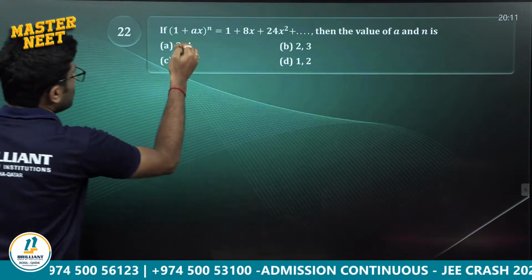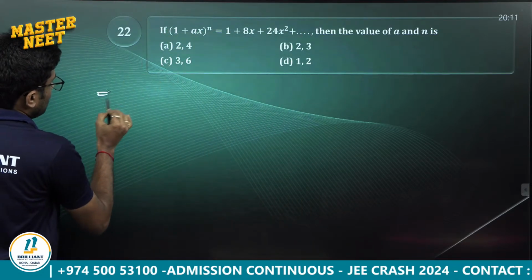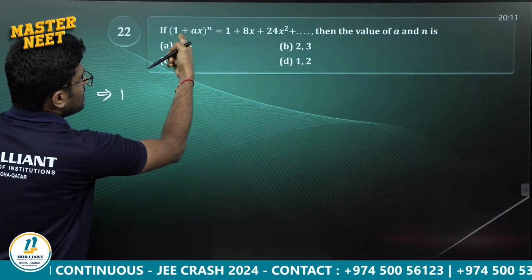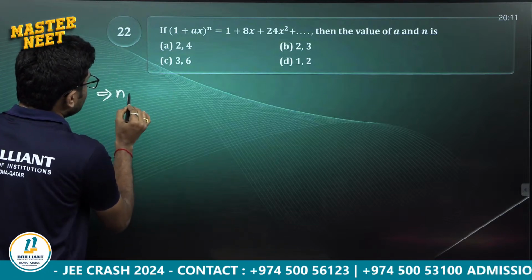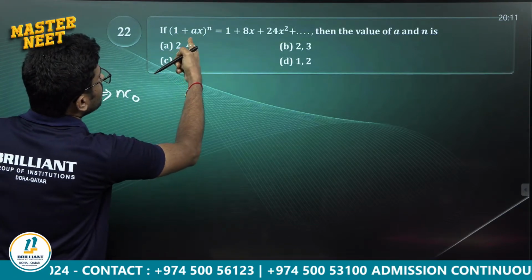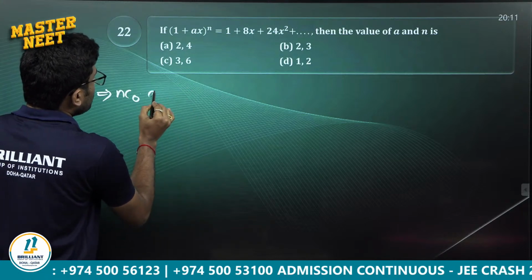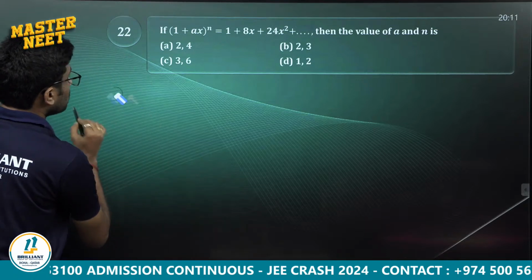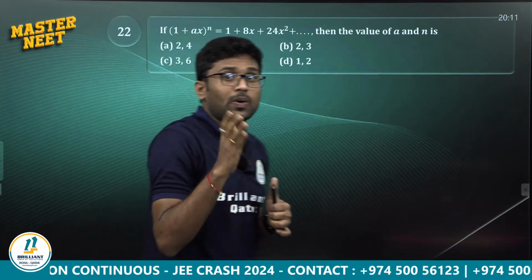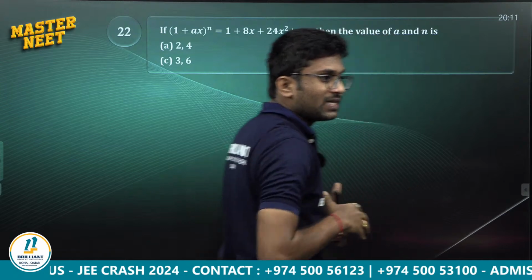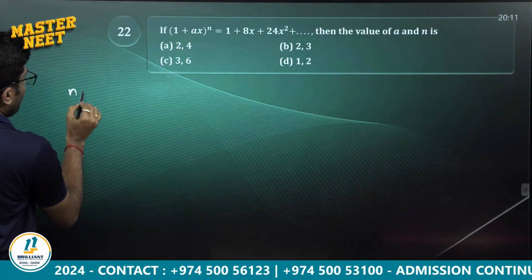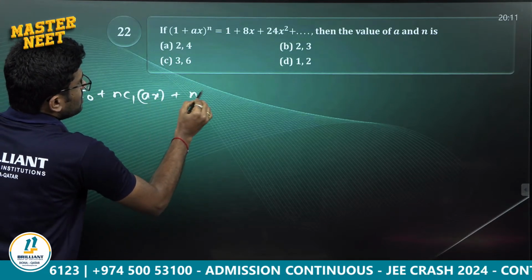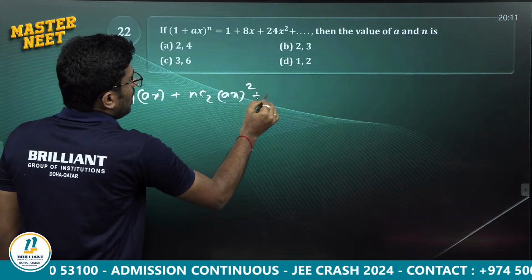Now see, let's try to do this. (1 plus ax) power n can be written as, how do we expand this? By using our binomial expansion. We know 1 plus x whole power n. In the same way we do 1 plus ax whole power n. It can be written as nC0 plus nC1 into ax plus nC2 into ax whole square, and so on.